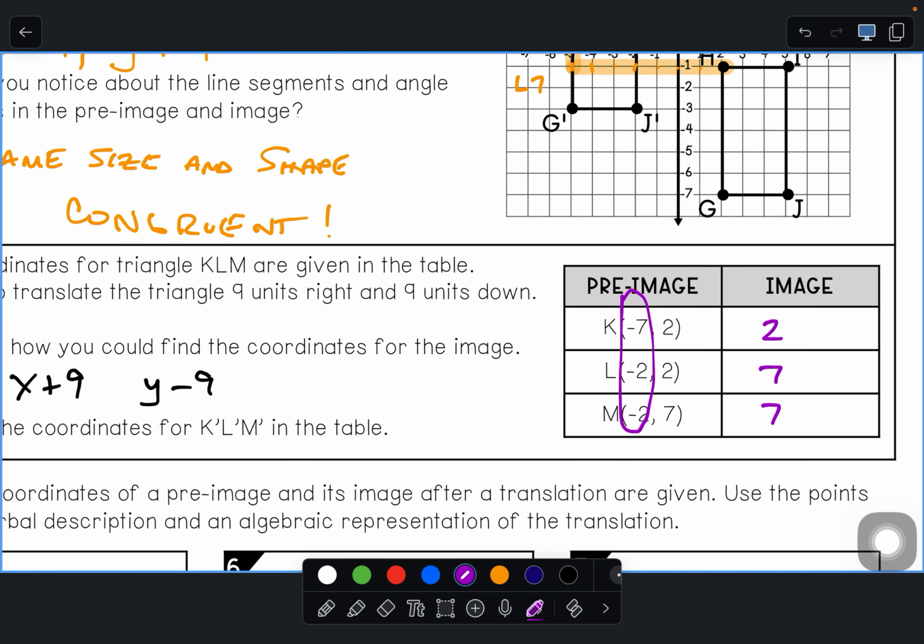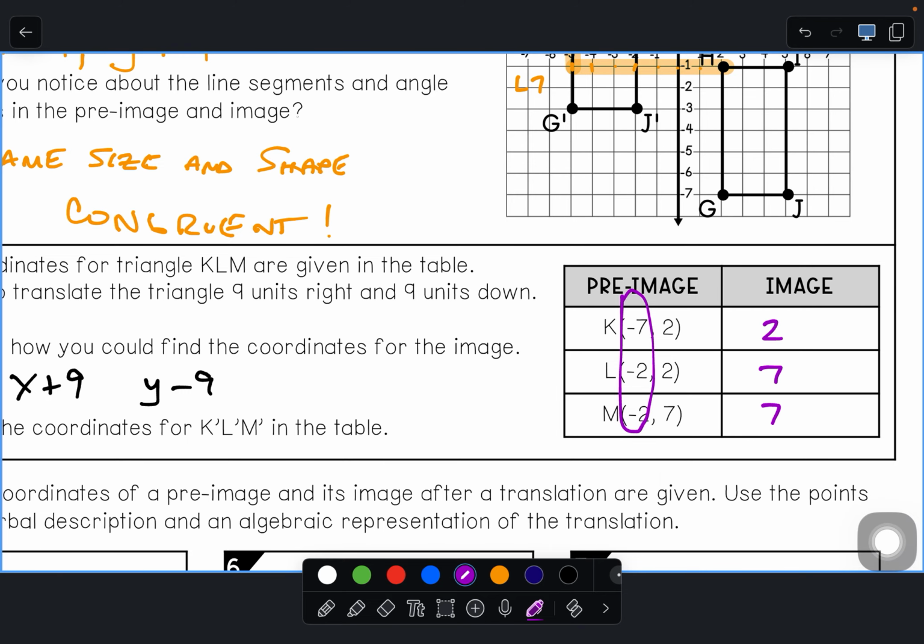Okay, last one here. Started at negative 3, ended up at negative 9. That's left 6. Started at 6, ended at negative 1. That's down 7. So algebraically, I would say that's x minus 6 and y minus 7. If you have to use a coordinate plane, okay, and plot those 2 points, go for it, and then you can count blocks. All right, the goal would be to be able to do it without that.